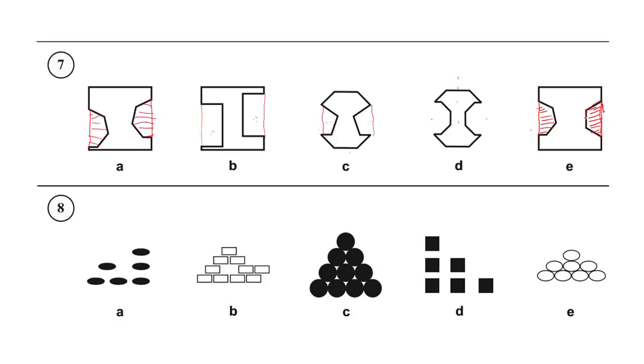So 1, 2, 3 sides, isn't it? But this one has got 1, 2, 3, 4 sides. So they will not fit exactly on each other. Okay, so E is the odd one out there.